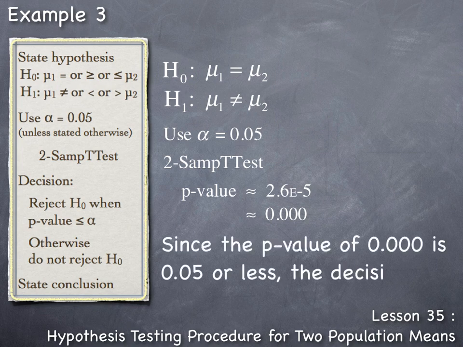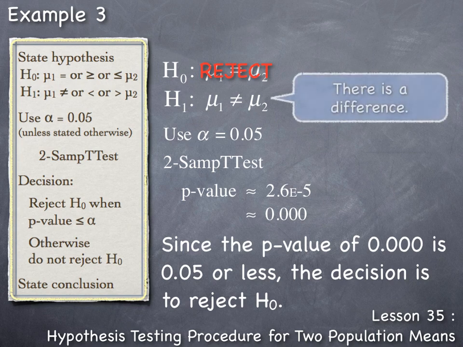Since the p-value of 0.000 is 0.05 or less, the decision is to reject H0. When we reject H0, that means we have enough sample evidence to indicate that H0 is not valid. And if H0 is not valid, the opposite idea, H1, is valid. Here, H1 states that mu1 does not equal mu2. And mu1 not equaling mu2 indicates that there is a difference. So we do have enough evidence to indicate that there is a difference in these mean reaction times.